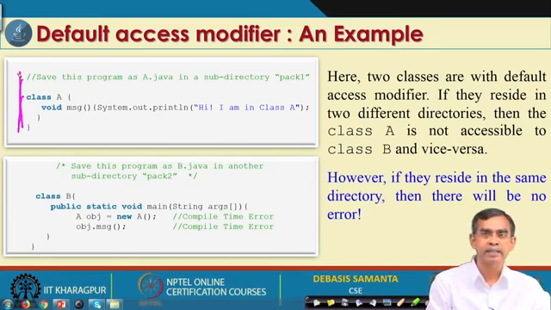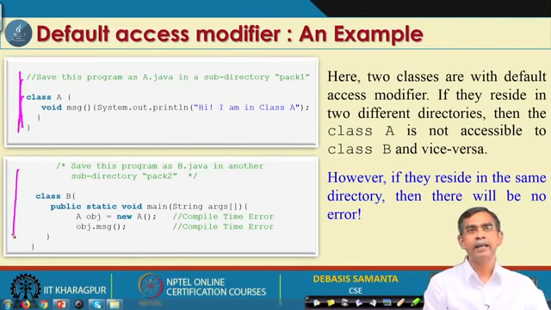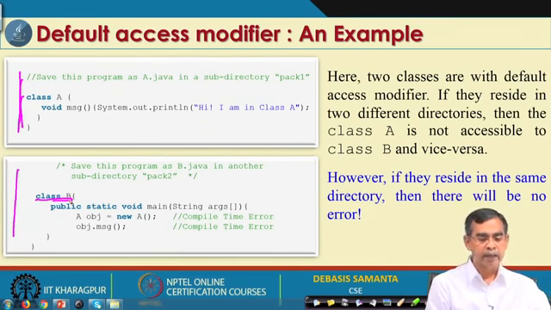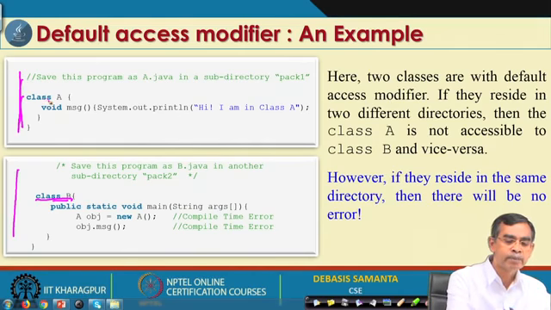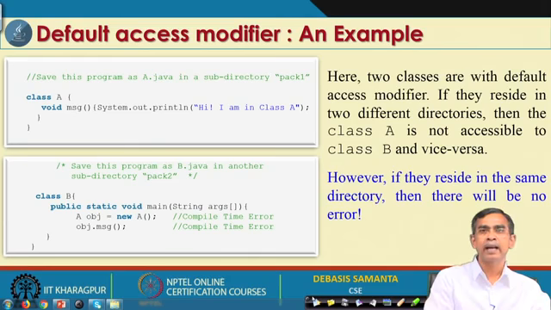So, this is a simple class A stored in the a.java file, and here is another file, b.java, and here class B is declared. Now, here you can note two things. The class A that we have declared here does not have any specifier, nor does this one have any specifier. So, both are without any access specification.